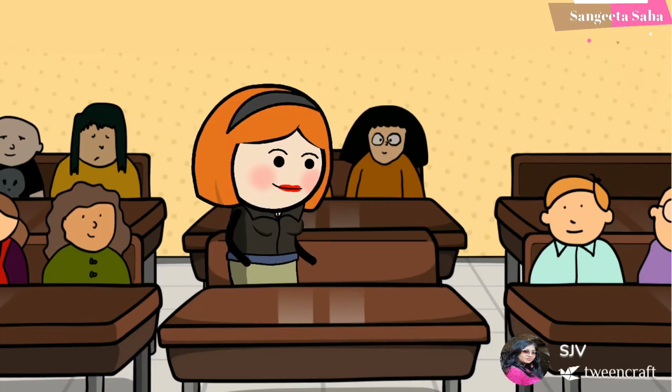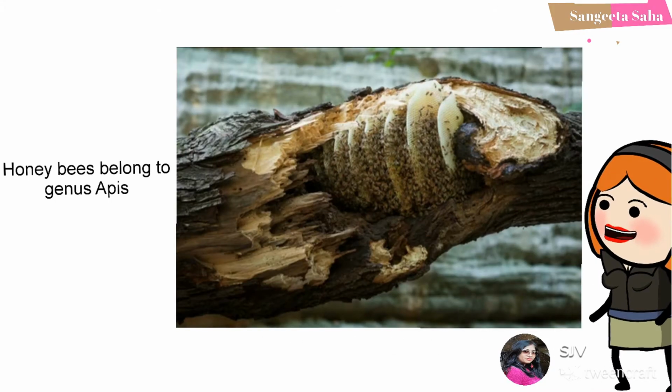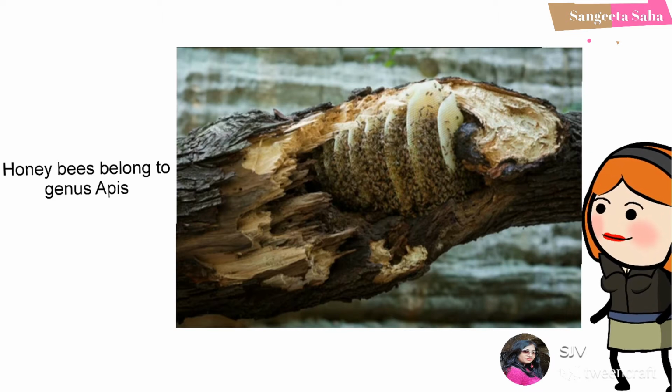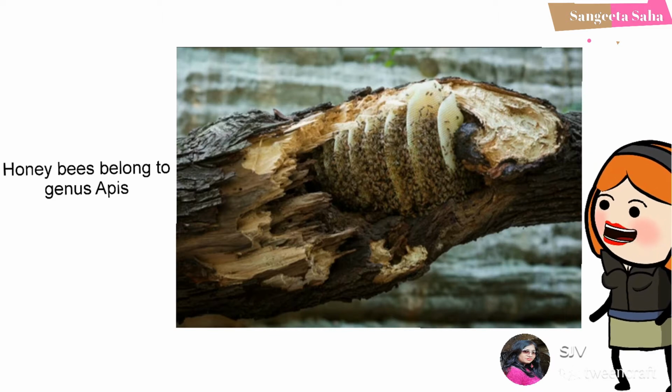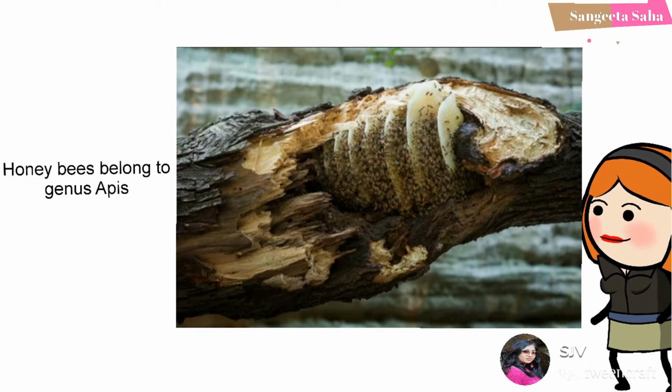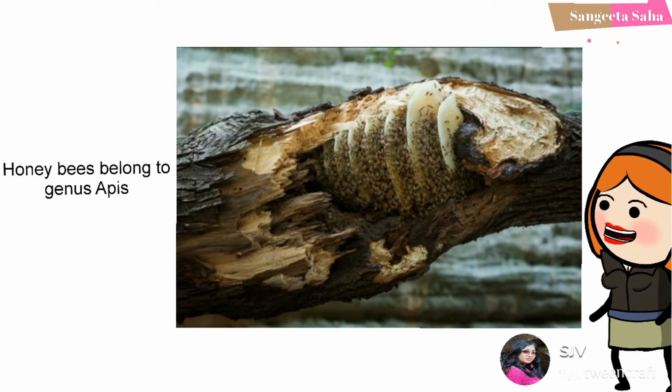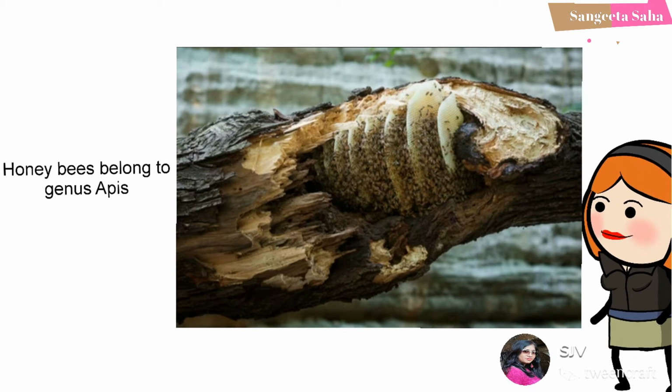Let's begin. The genus Apis, to which all honeybees belong, has diverse bee species with at least 44 known subvarieties. Each one of them demonstrates unique behaviors. Now in this lesson, we are going to discuss a few of them.